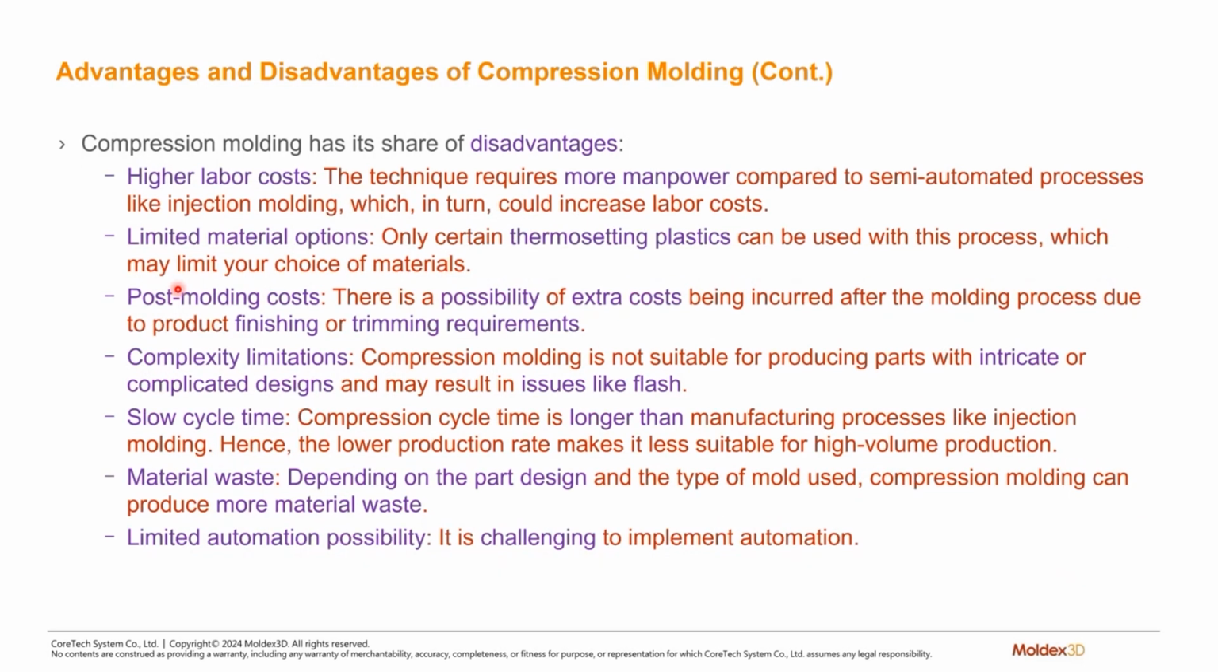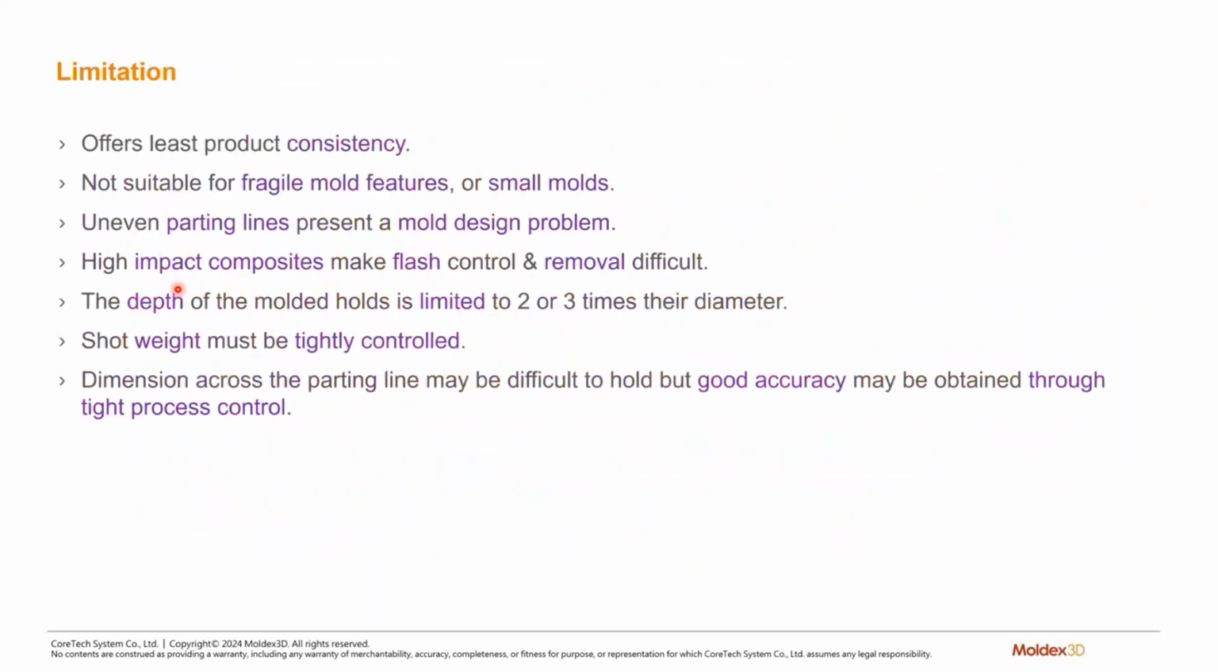The next one is the disadvantages of compression molding. The first one is higher labor cost. The second one is limited material options. Then post molding cost. Limitations include cycle time, material waste, and limited automation possibility. This is the limitation of compression molding. I will skip this one.